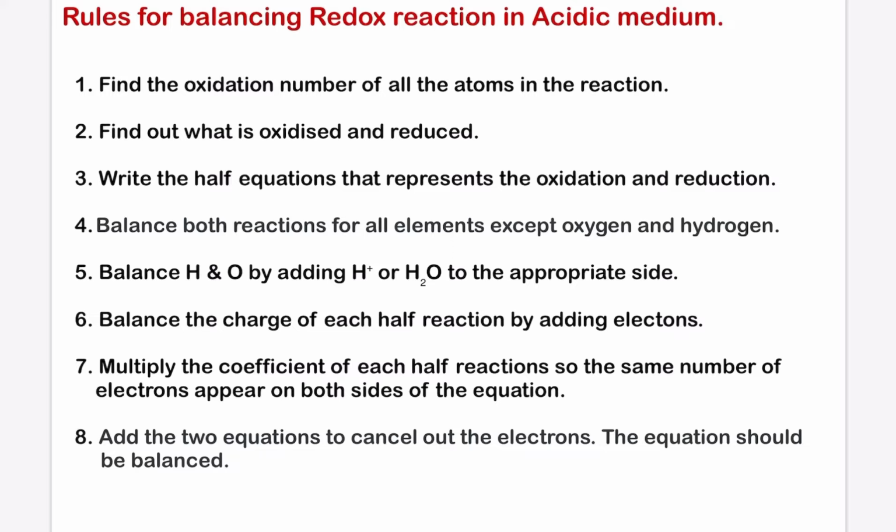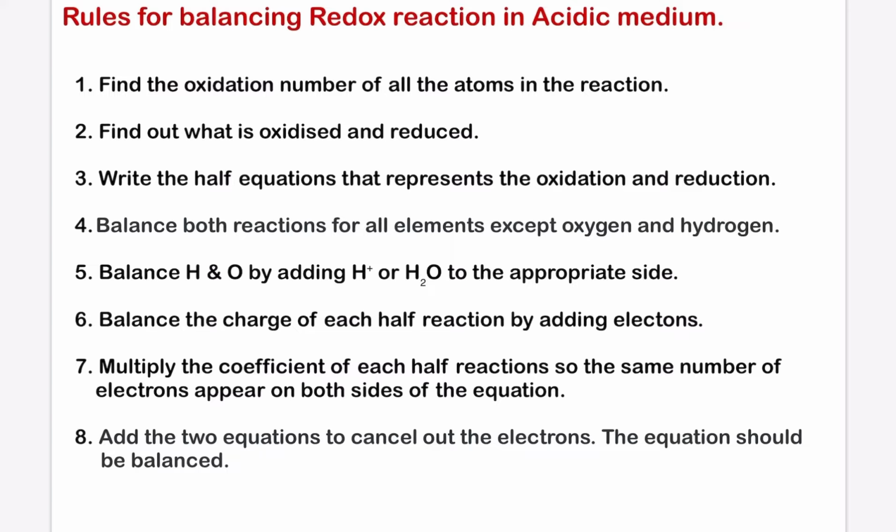Number 4, balance both reactions for all elements except oxygen and hydrogen. Number 5, balance hydrogen and oxygen by adding H+ or H2O to the appropriate side. Number 6, balance the charge of each half reaction by adding electrons. Number 7, multiply the coefficient of each half reaction so the same number of electrons appear on both sides of the equation. And finally, add the two equations to cancel out the electrons. The equation should be balanced.